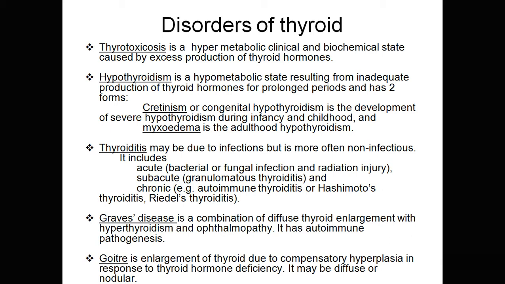Graves' disease is a combination of diffuse thyroid enlargement plus hyperthyroidism and ophthalmopathy. So it includes the thyroid plus the ophthalmic system, plus there will be a diffuse thyroid enlargement, and it has an autoimmune etiopathogenesis. Goiter is the enlargement of the thyroid due to compensatory hyperplasia in response to thyroid hormone deficiency. It may be diffuse or it may be nodular. So the simple goiter, nodular goiter or multinodular goiter is due to compensatory hyperplasia in response to thyroid hormone deficiency.